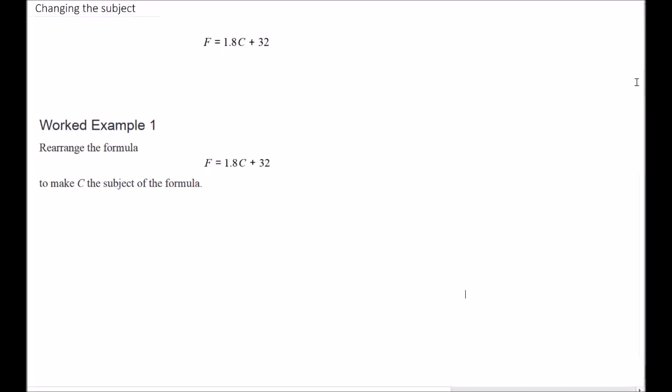In this video, we're going to talk about changing the subject of a formula. Now, sometimes a formula can be changed to make it a bit more useful. It's called rearranging a formula. So in this case, I have F is equal to 1.8C plus 32. This formula is used for converting between degrees Celsius into degrees Fahrenheit.